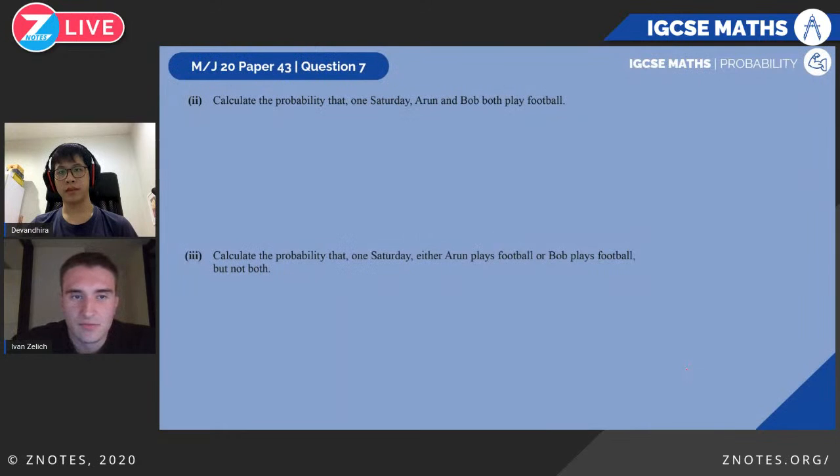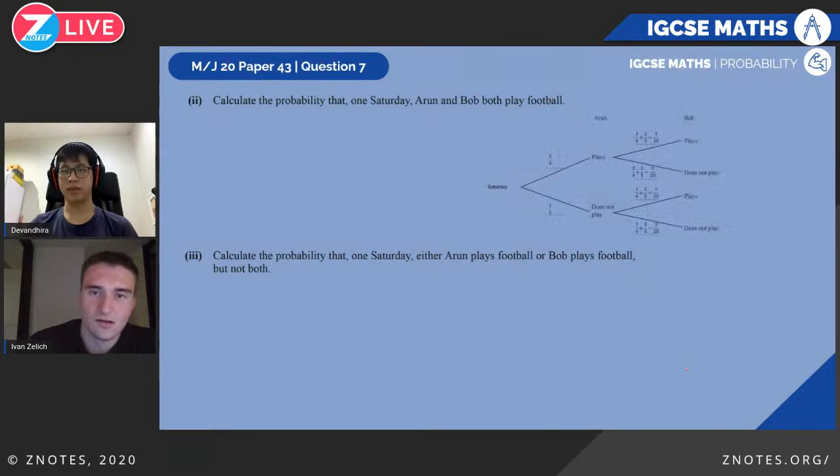Right, so now you have to calculate the probability that on one Saturday, Arun and Bob both play football. So we have, again, our diagram, and the probability that they both play on one Saturday is going to be this part of that diagram there, which is just 3/10.